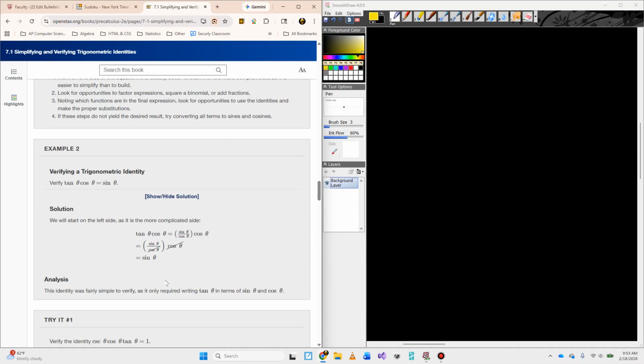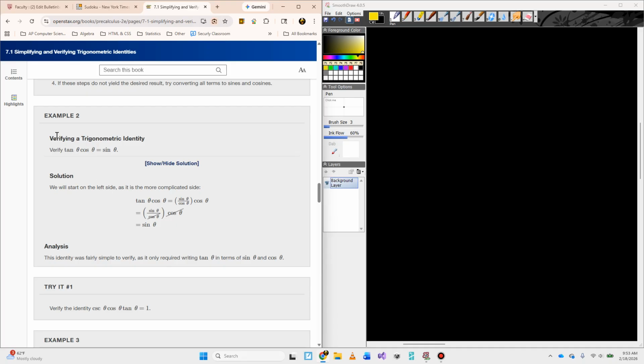So I can use down here that identity that says, well, tan theta can be rewritten as sine theta over cosine theta. And then when I do that, cosine theta and this value cosine theta, as you can see, they will cancel each other out. And I'm going to be left entirely with sine theta. And so that's the proof.